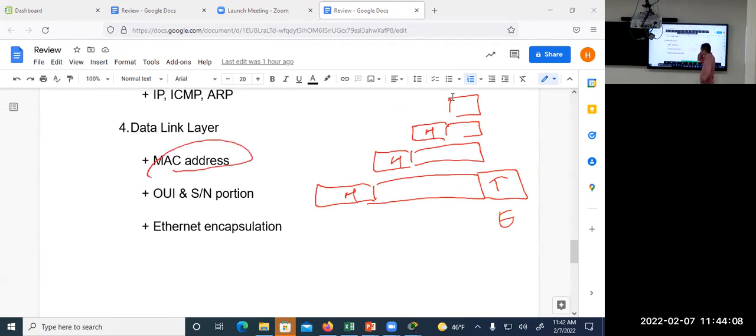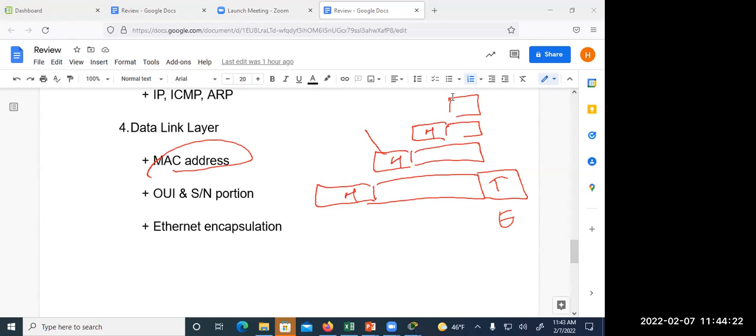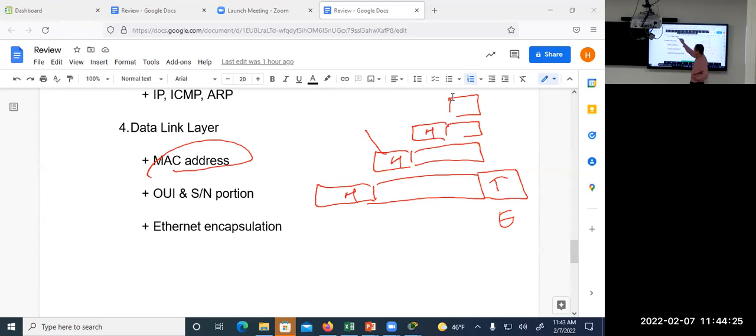Do you know the format of a MAC address? How many bits? 32 is for the IP version 4 address. For the MAC address, you have 48 bits. It is represented by 12 hexadecimal digits, because each hexadecimal digit needs 4 bits. That's why the 48 bits are represented by 12 hexadecimal digits.